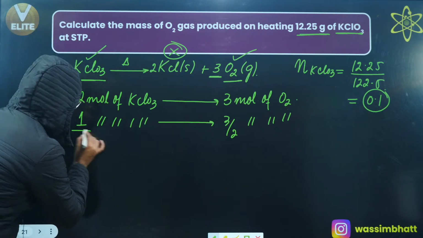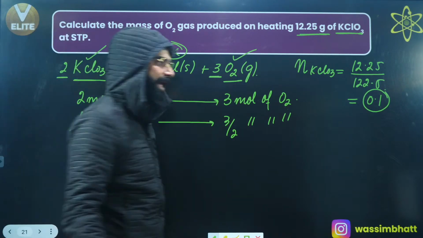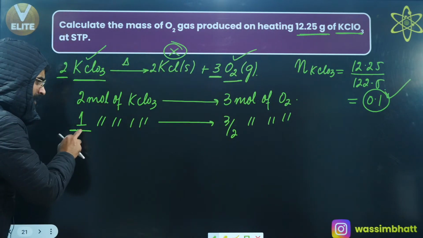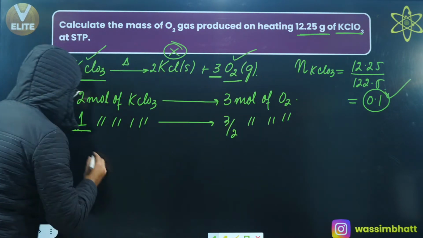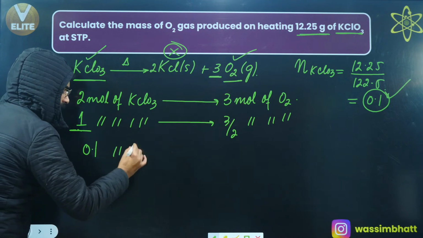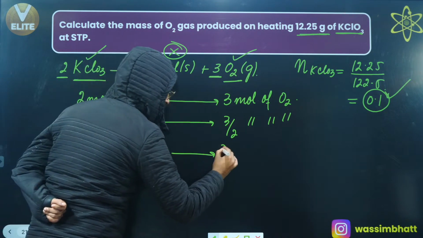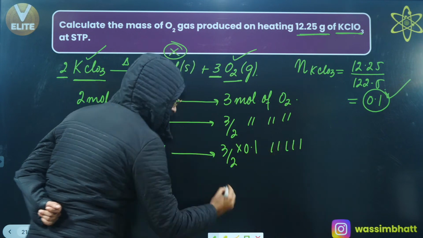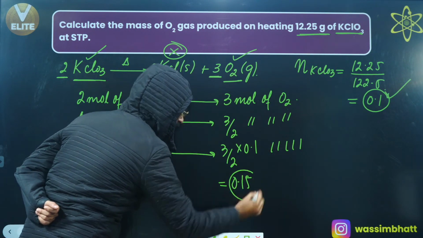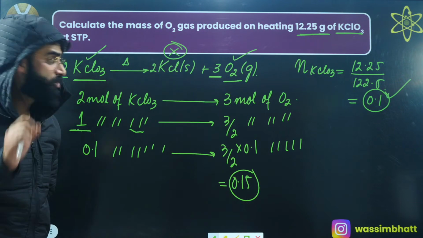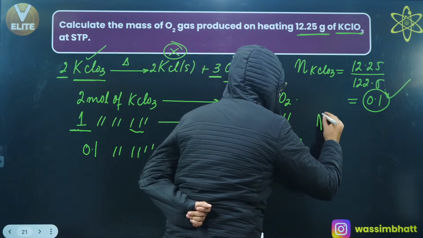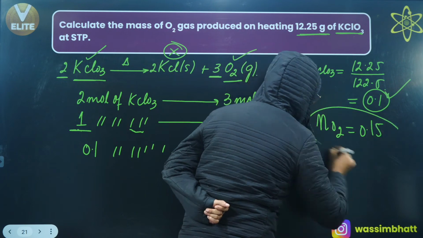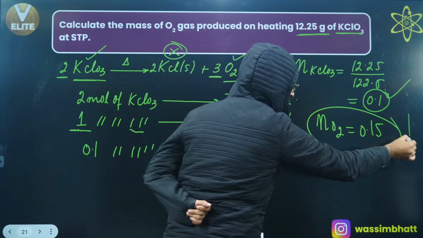But do I have only 1 mole of KClO3? No way. We have got 0.1 moles of KClO3. If 1 mole of KClO3 gives 3 by 2 moles of oxygen, 0.1 moles of KClO3 gives 3 by 2 multiplied by 0.1 moles of oxygen, and this value comes out to be 0.15. So you got to know exactly the number of moles of oxygen which are getting liberated, which is 0.15.